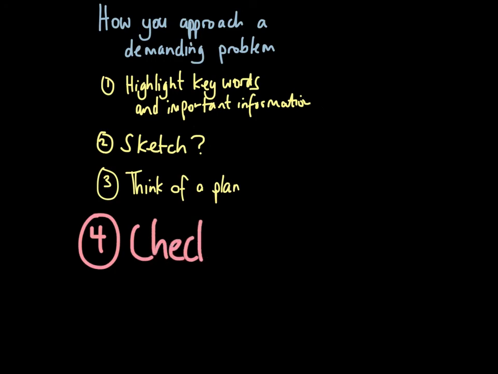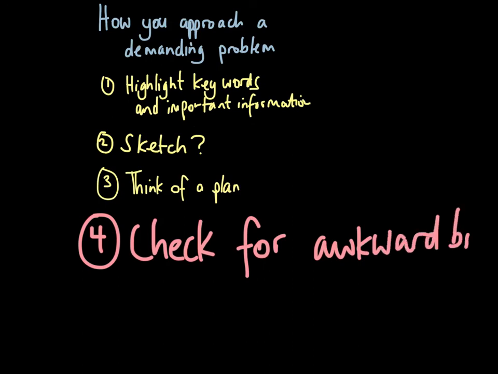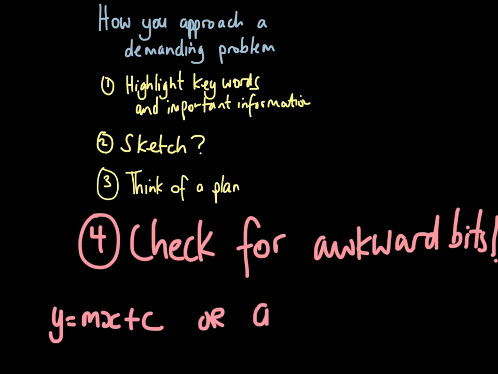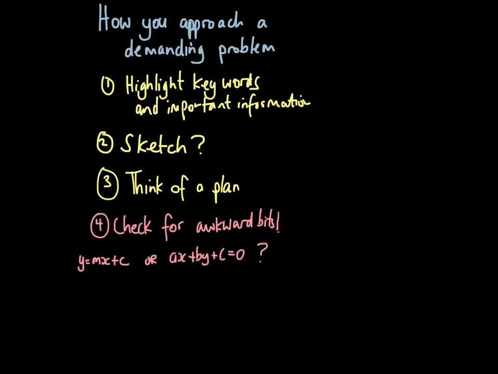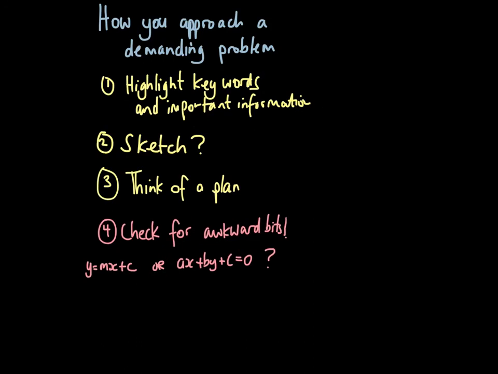And this is an important one, so I'm writing in red: check for awkward bits. Bits where, if it was an exam, they could potentially take a mark off you. For example, do they want the form of your equation as y equals mx plus c, or do they want it as ax plus by plus c equals 0? Make sure it's presented in the way that it's asked.